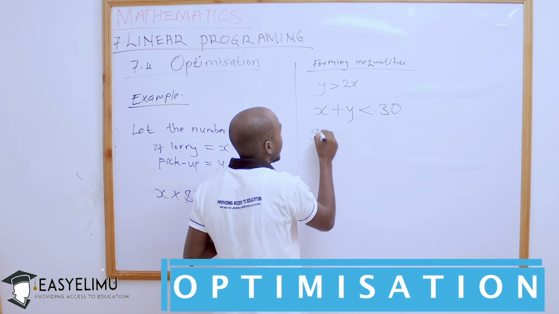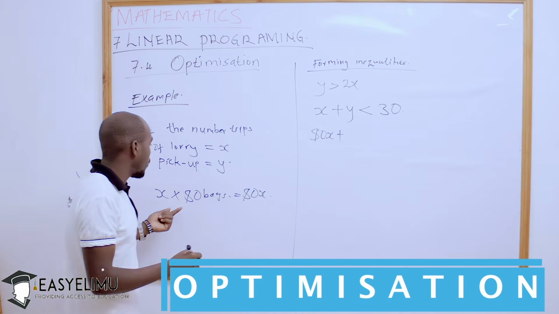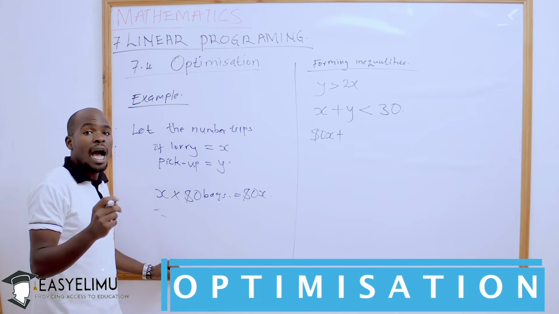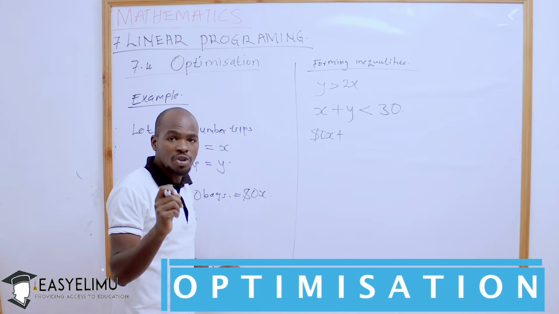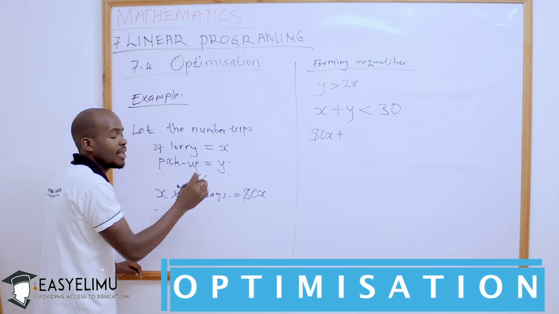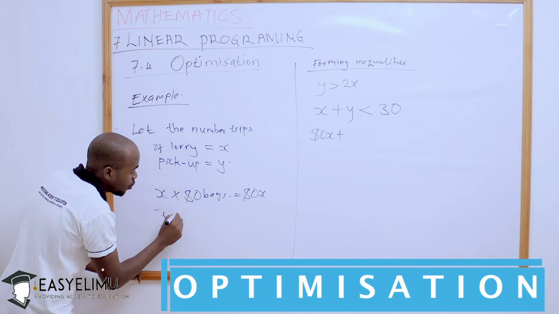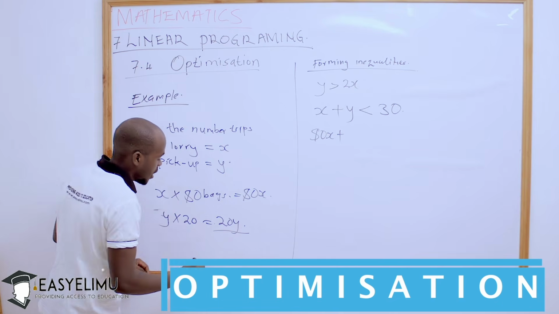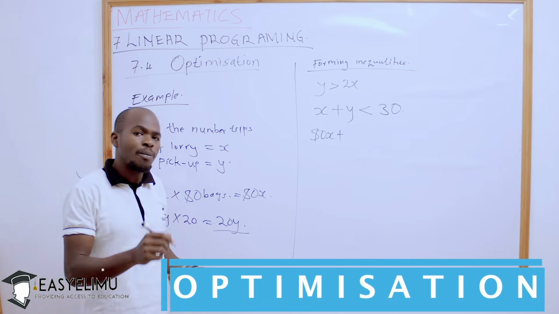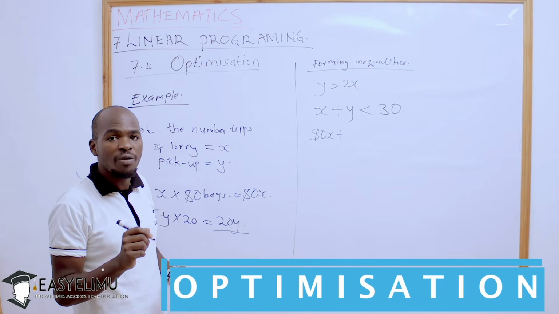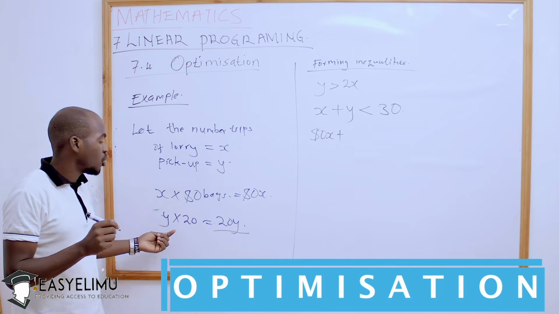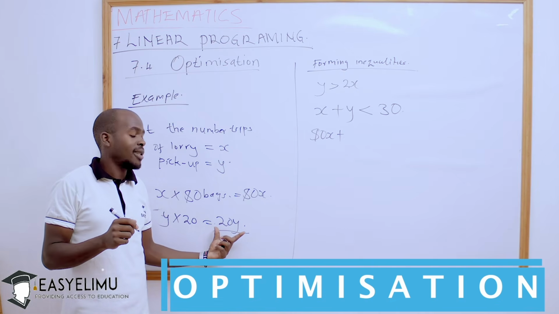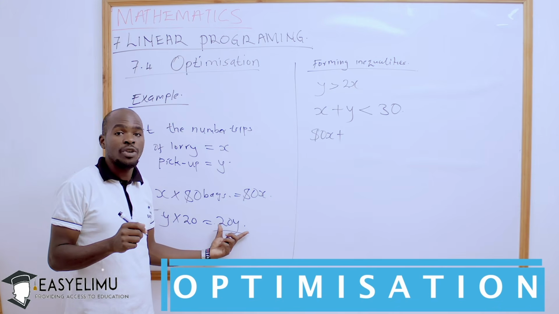So meaning that if we take that 8x plus, now that of the pickups, we have been told that it carries a maximum of 20 bags per trip. And we have y number of trips. So if we take y and multiply by 20, we get 20y. If there are 20 bags per trip, that is the maximum number of bags a pickup can carry. We multiply by the total number of trips the pickup makes, then the total number of bags carried by a pickup is 20y.